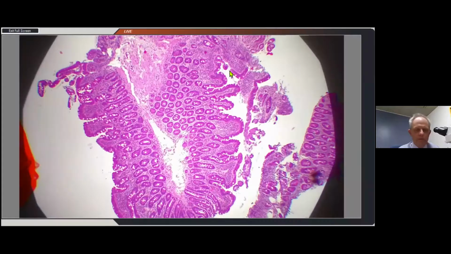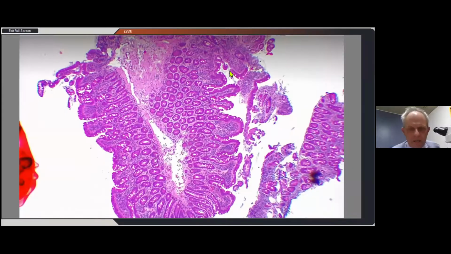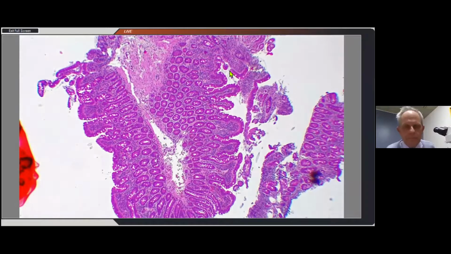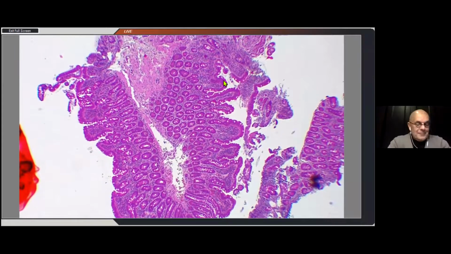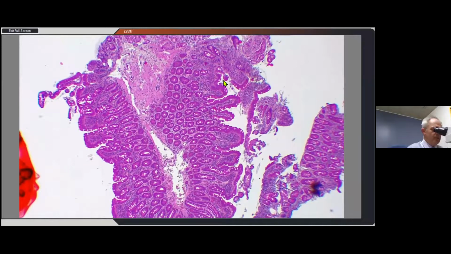Great, thanks, Barbara. Right, can you see that histology? Yes, Chris, we can. Okay, perfect. So let's just have a quick look here.